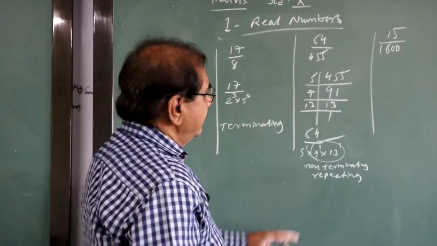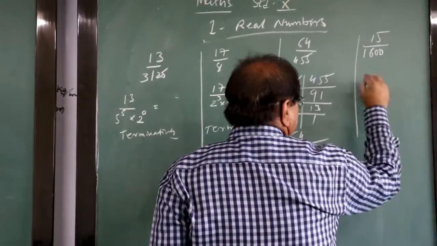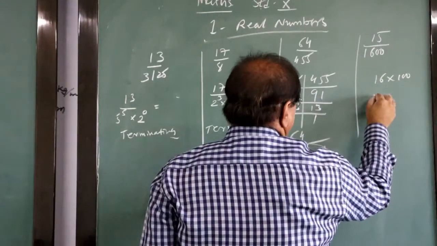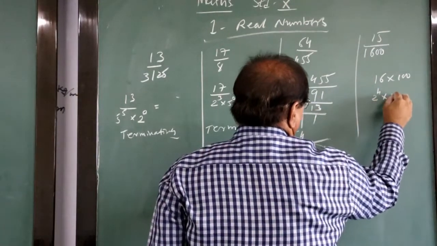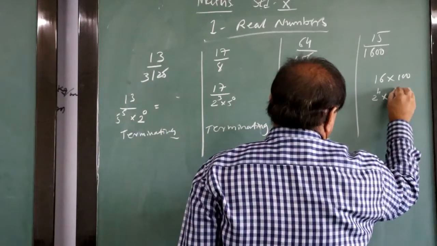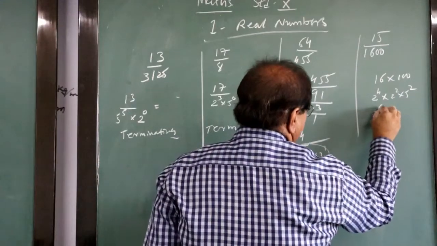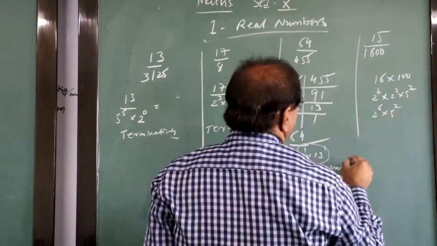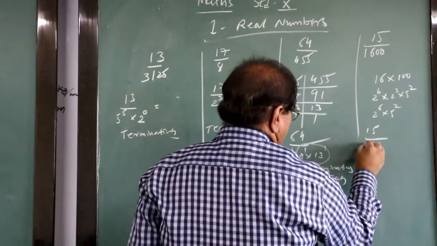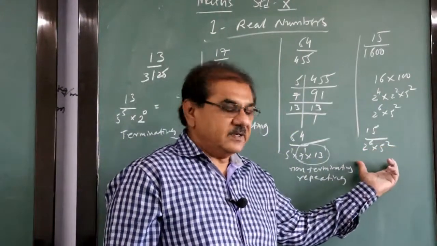Okay? Now 1600, we try to factorize it simply as 16 into 100. 16 means 2 raised to 4. 100 means 4 into 25, so 4 is 2 square and 25 means 5 square. So ultimately it is 2 raised to 6 into 5 raised to 2. So I can write 15 upon 2 raised to 6 into 5 raised to 2. Can you give the answer?